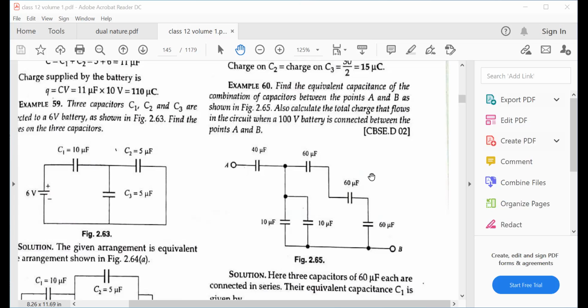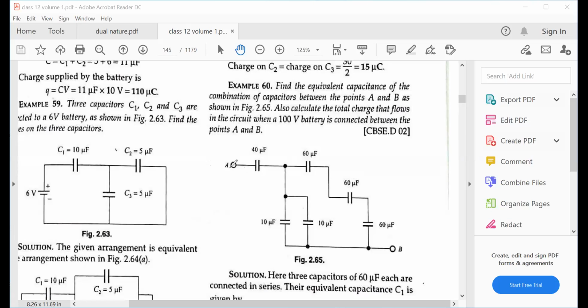Have you taken the question? Okay, let's see the question. Find the equivalent capacitance of the combination of capacitors between the points A and B as shown in the figure. Also calculate the total charge that flows in the circuit when a 100 volts battery is connected between the points A and B. So what we need to find is the total charge passing through the circuit between the points A and B.